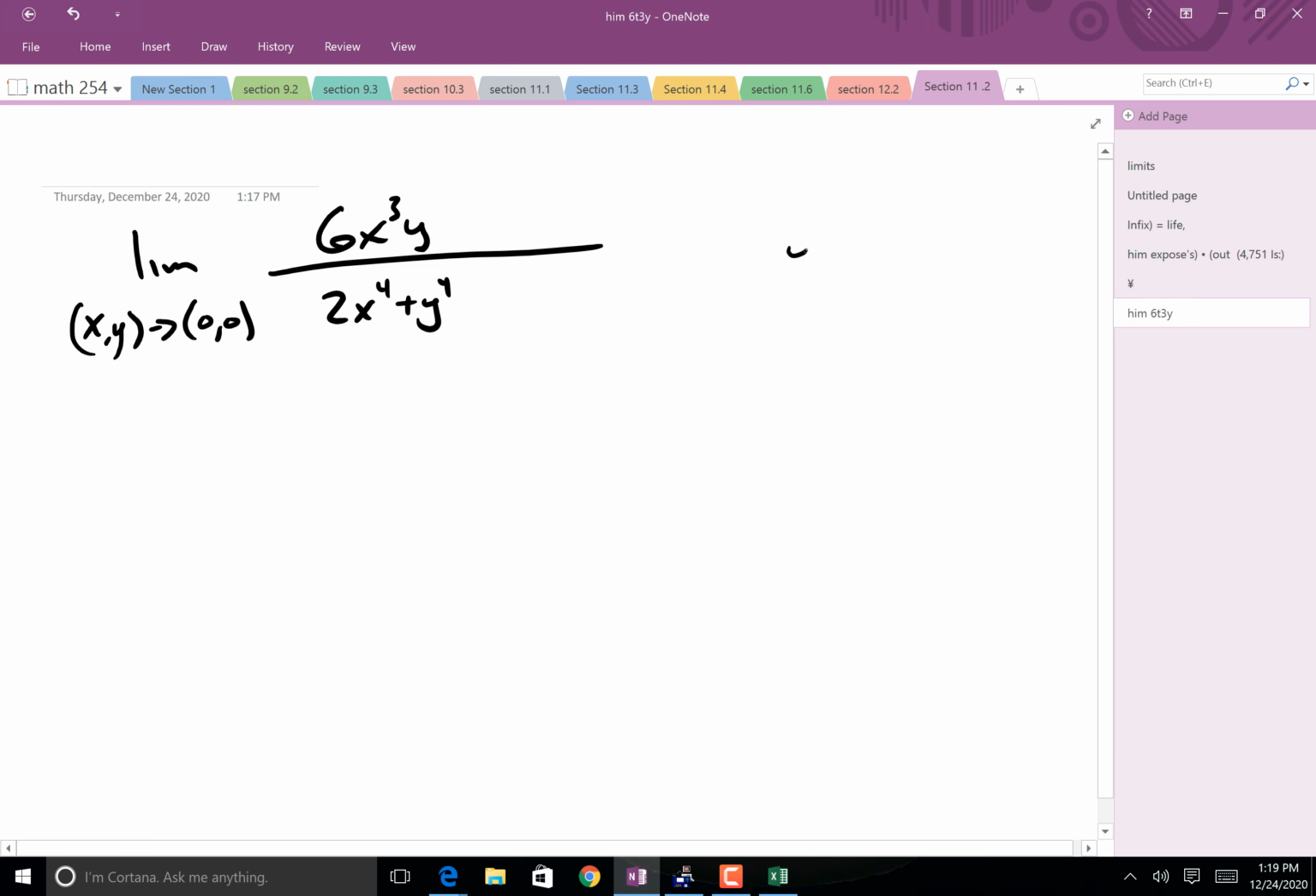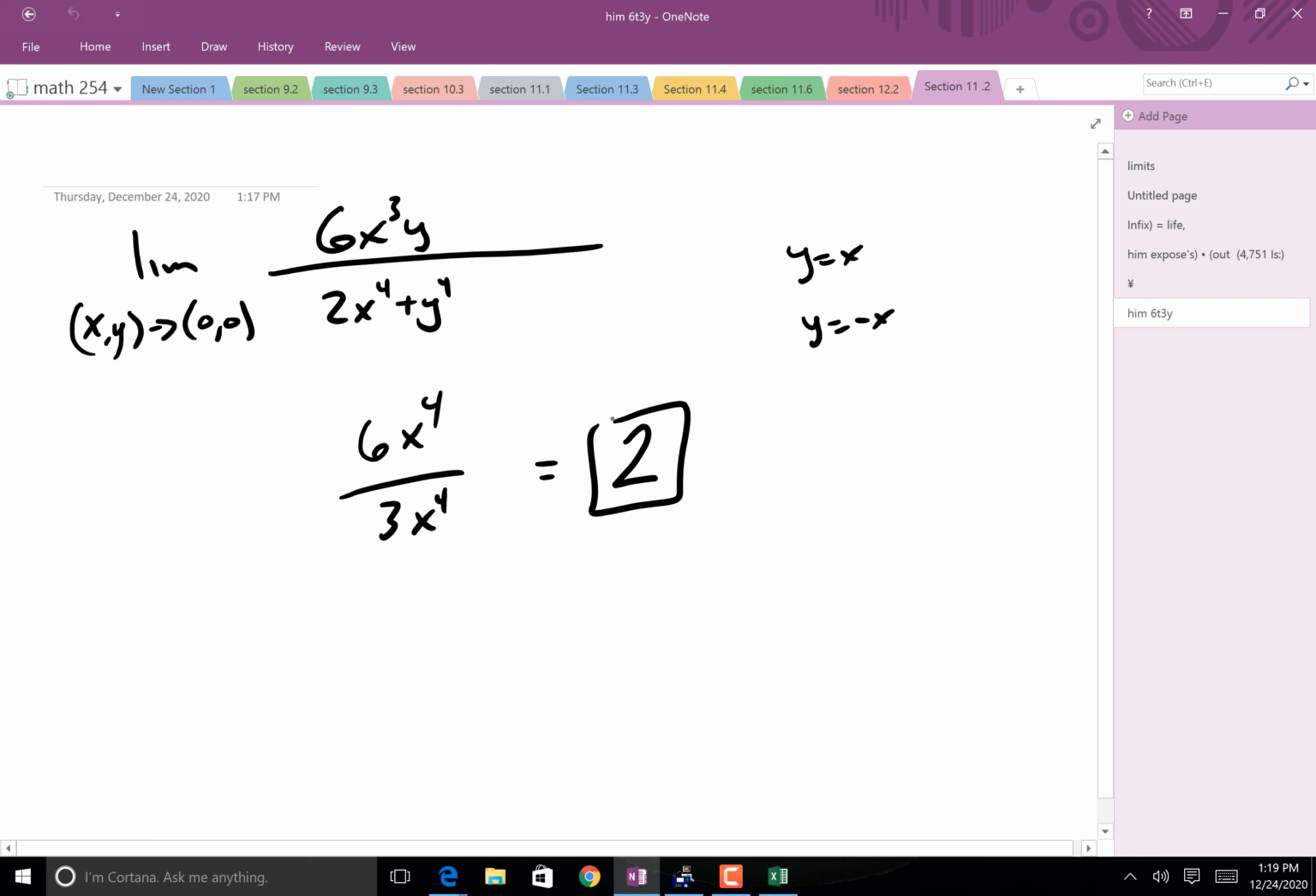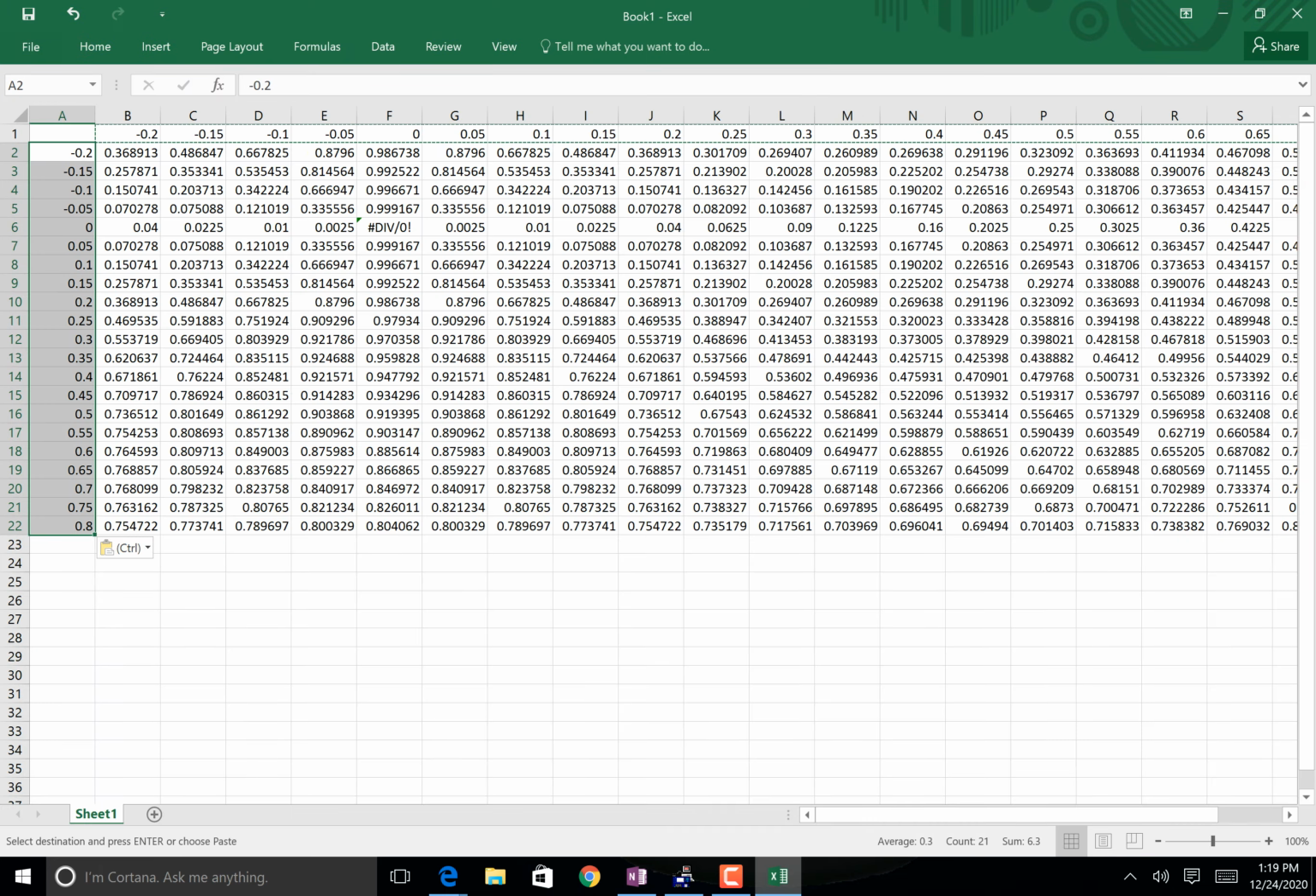But here's an example of where you can let y equal x and y equal negative x in turn. So if you let y equal positive x, you'd get 6x to the 4th on top. On the bottom, you'd have 3x to the 4th, and that would reduce to 2. Nice. Well, what happens if y equals negative x? I don't know. Yes, I do. It's the same. So are you saying that the limit really ought to be 2? Boy, it sure looks like it. I wonder if that would be true in Excel. I don't know. Let's find out.